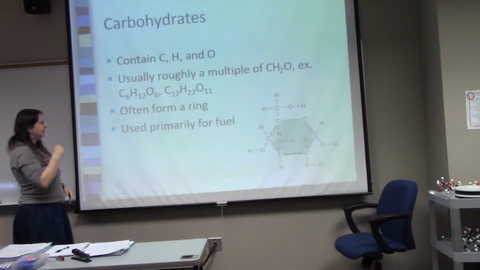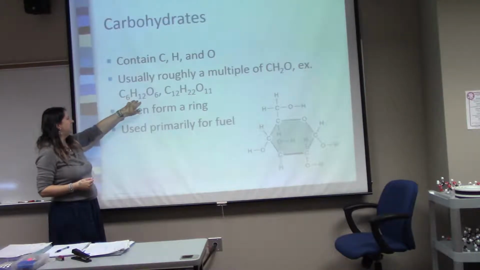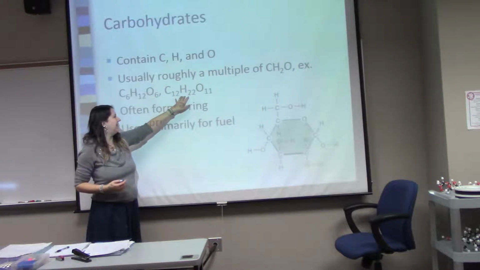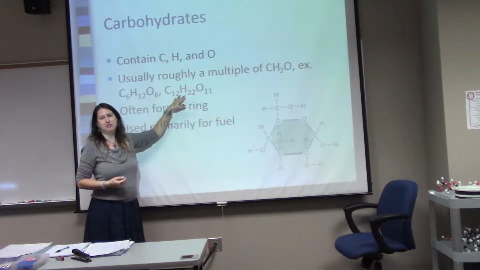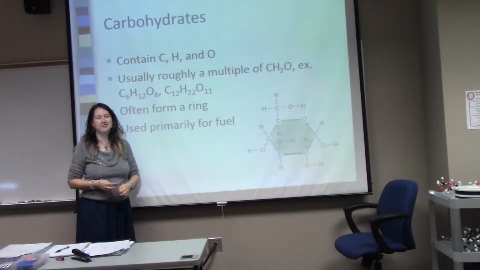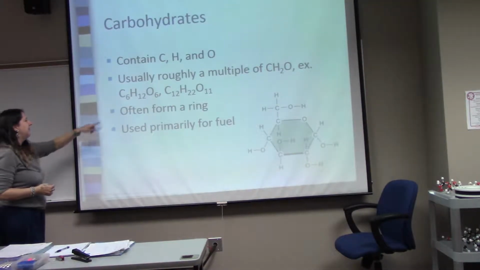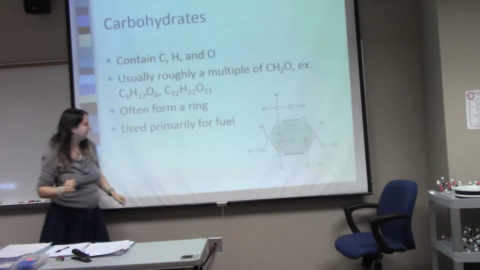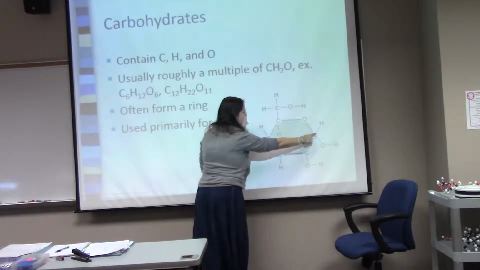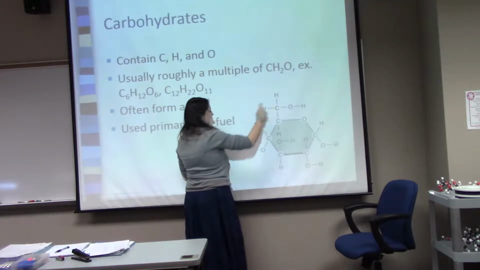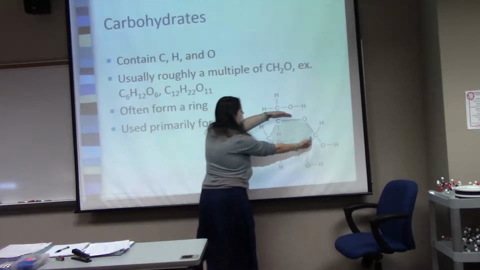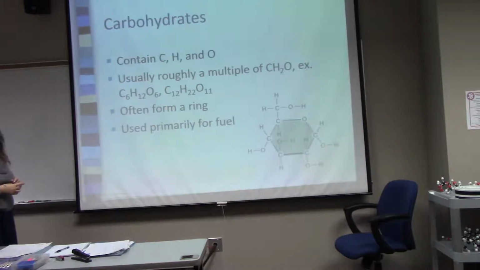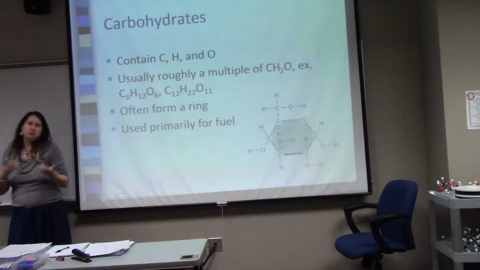So a typical carbohydrate is C6H12O6, that's a lot of our sugars. Another example, C12H22O11. So the numbers aren't exact, but they're close in that case. Structurally, they often form a ring where your chain wraps up on itself, like this. So we can follow the carbons around like that, and then they put that extra link on it. The main use for carbohydrates in the body is as fuel. We burn them for energy.